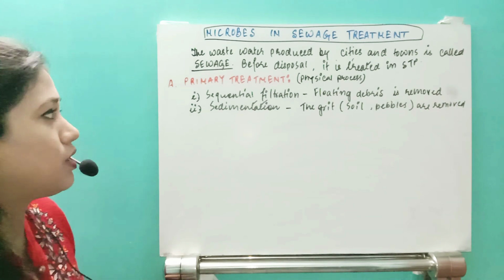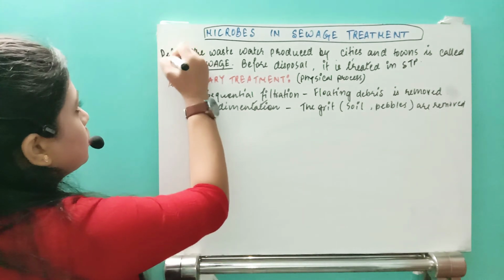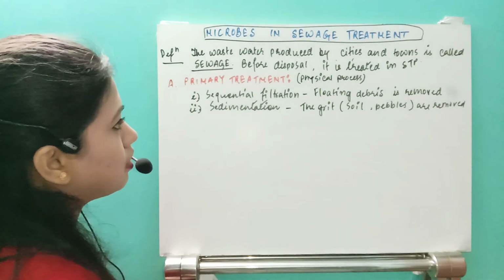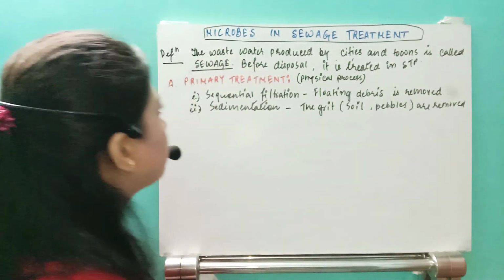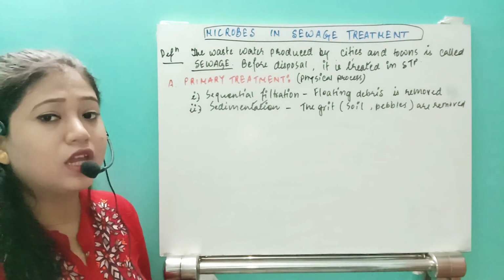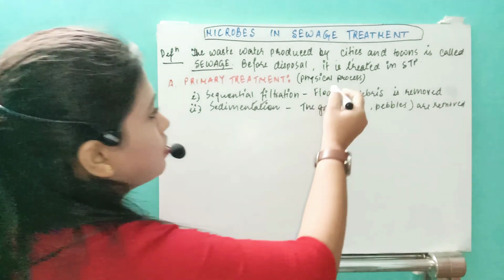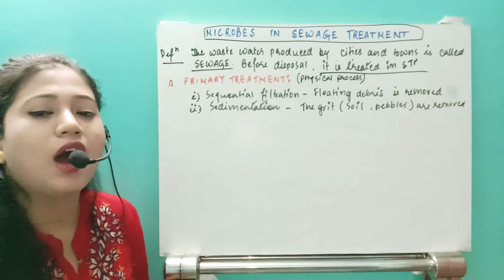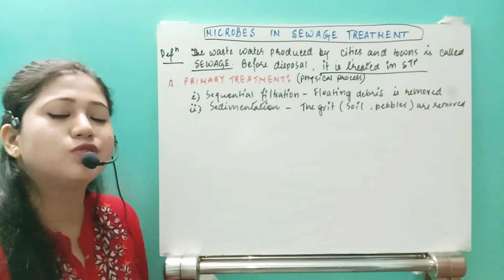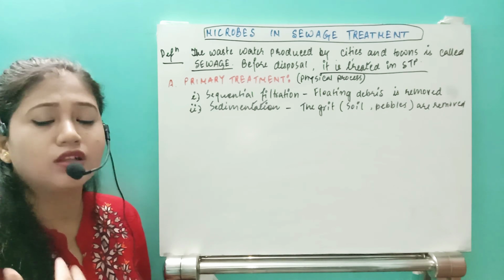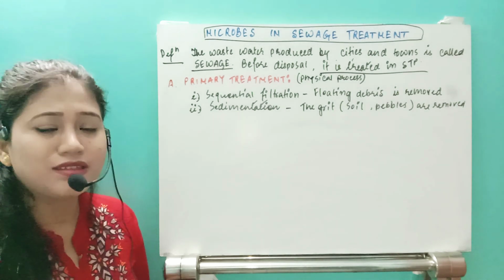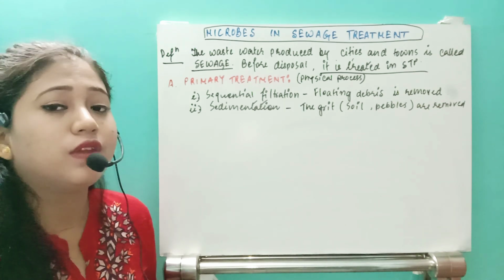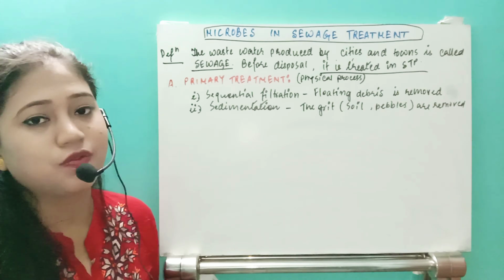First of all, what is sewage? We have to remember the definition of sewage. Sewage means the wastewater produced by the cities and towns. Before disposal into the water bodies, it has to be treated in sewage treatment plants. This wastewater, which is polluted and has lots of chemicals, organic matter, plastic, insoluble and soluble things present, how can we purify it? It is with the help of a sewage treatment plant.